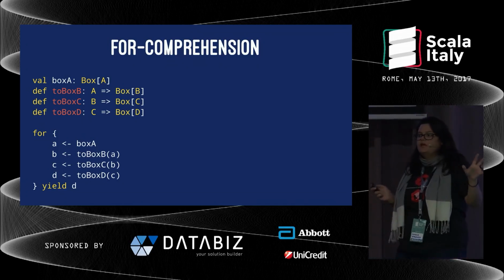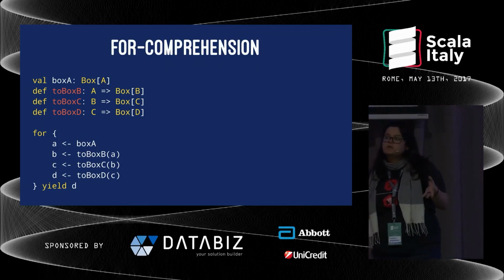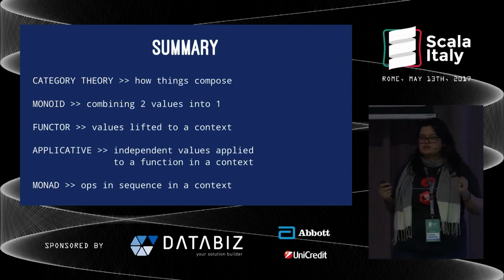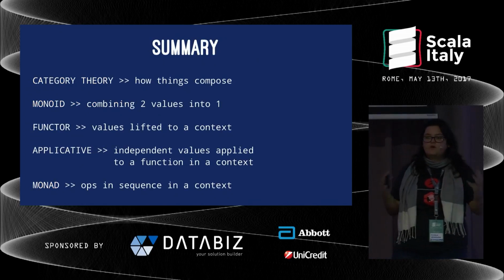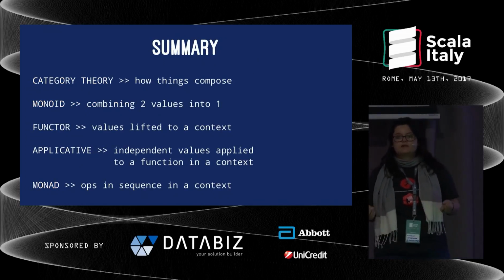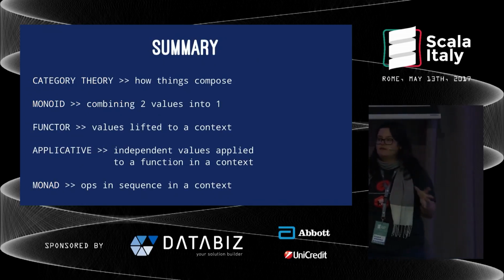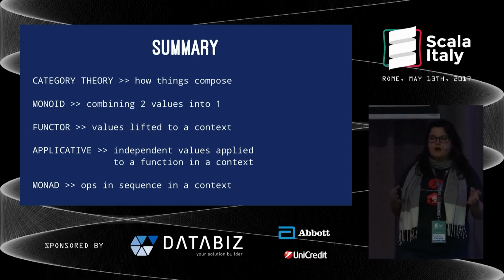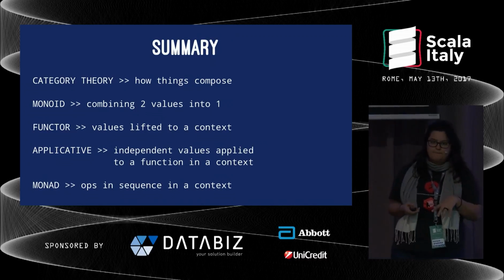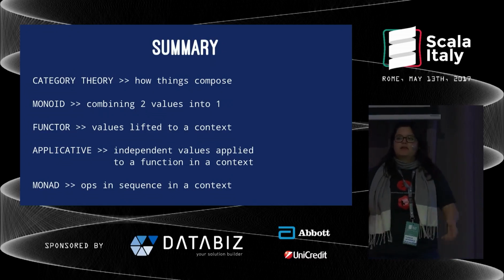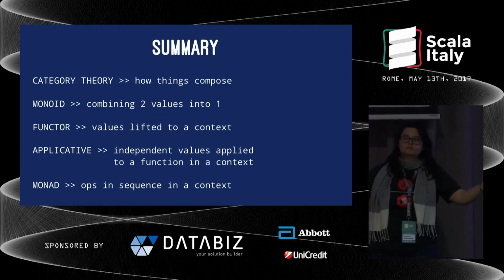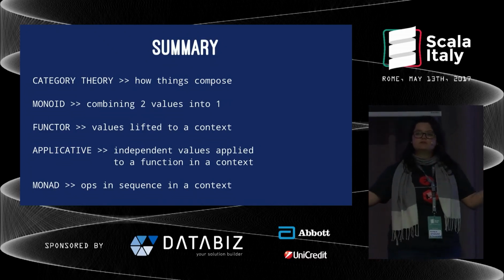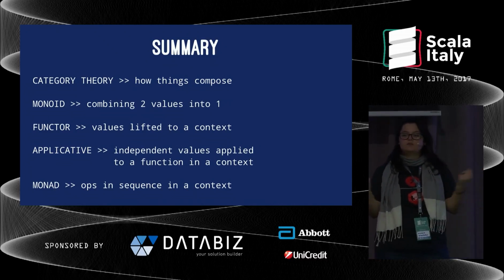So hopefully, I managed to give you some intuition of how these things work. But just to quickly wrap up, what is category theory? Category theory is something crazy that just studies how abstract things are combined together. What's a monoid? It's something that takes two values and smashes them together. So you get two values combined into one.